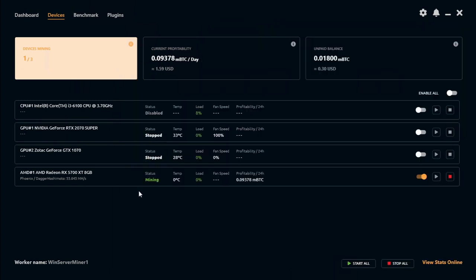And yeah, let's turn all of our cards on and see what our mining rig generates per day. With all three cards enabled and mining, we generate about $3.71 USD per day.